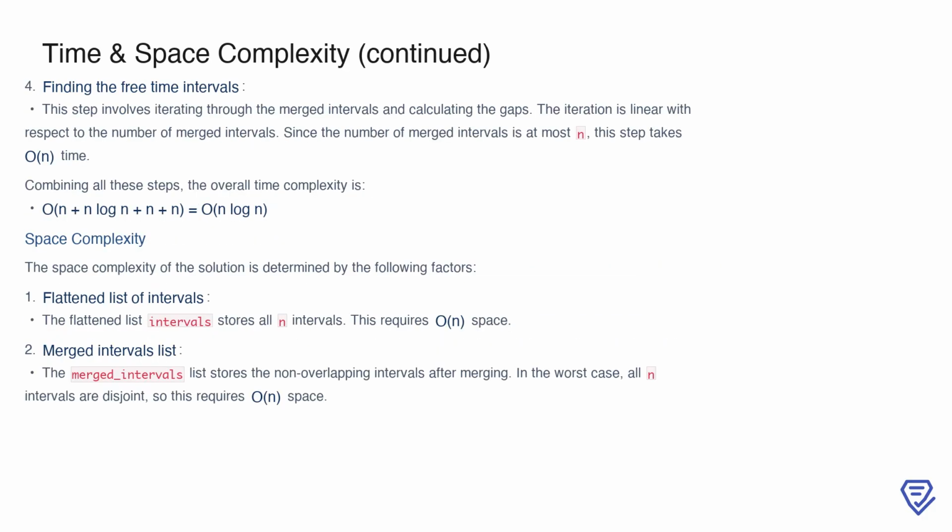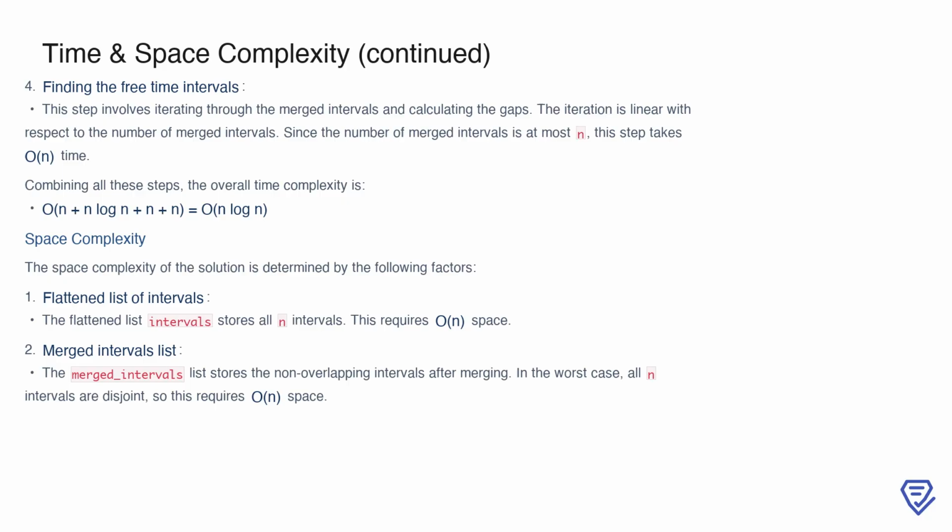In the next step, we calculate the free time intervals by iterating through the merged intervals and identifying the gaps between them. This step is also linear with respect to the number of merged intervals, which is at most n. Therefore, the time complexity for this step is O(n). When we combine all these steps, flattening, sorting, merging, and finding free time intervals, the overall time complexity becomes O(n + n log n + n + n), which simplifies to O(n log n).